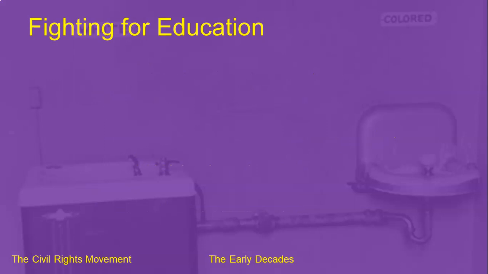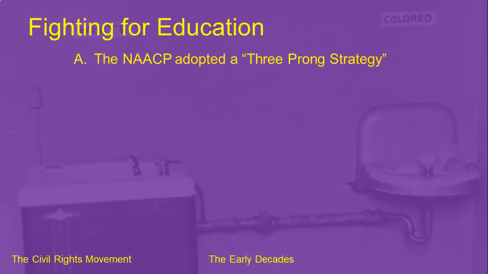All right, so now we're going to get to some new stuff we haven't gone over in class before, maybe. The NAACP in the 1950s is going to start changing their strategy. They're still going to use the lawsuits, but they're going to start suing in a specific direction. They're going to start working on education. They adopted what they referred to as the three-pronged strategy. They're going to fight for equal education, but from three different directions. First, they're going to fight for equal transportation.